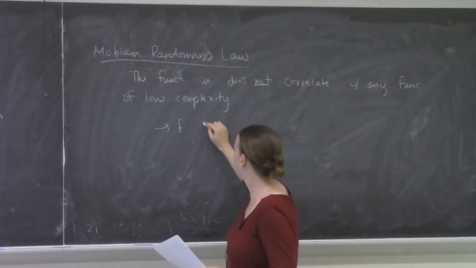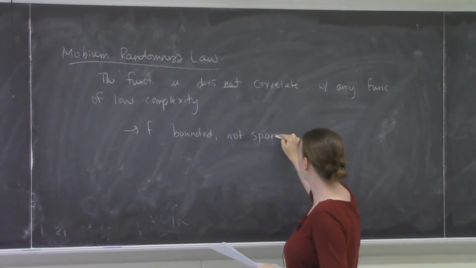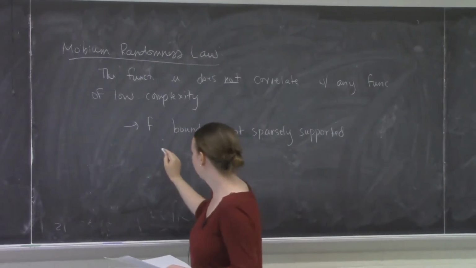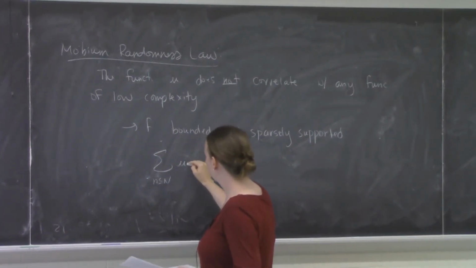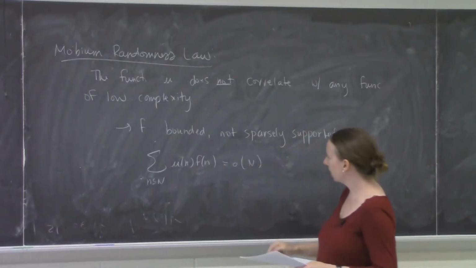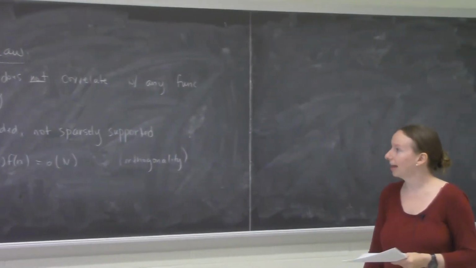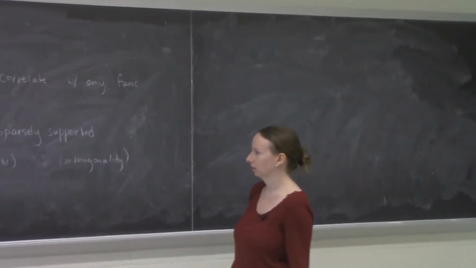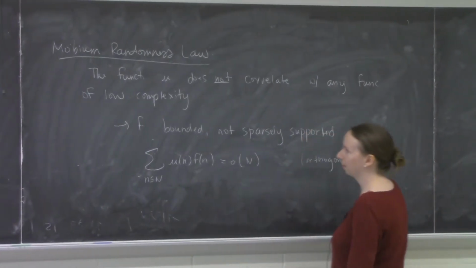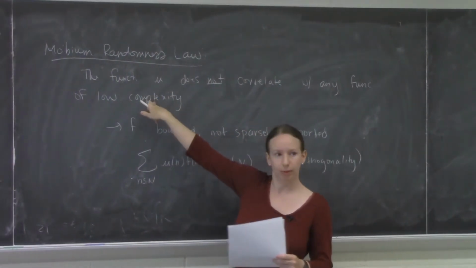Well, if you have a function f, and we'll say that f is bounded and not sparsely supported, okay, then by orthogonal, we mean that the sum of mu sub n times f of n is equal to little o of n. This is what we mean by orthogonality. Okay? And orthogonality says that you do not correlate. All right? So this means you do not correlate. So one function does not approximate the other. Okay. All right. And by low complexity, we're going to get into entropy a little bit. That's what we'll mean by complexity.